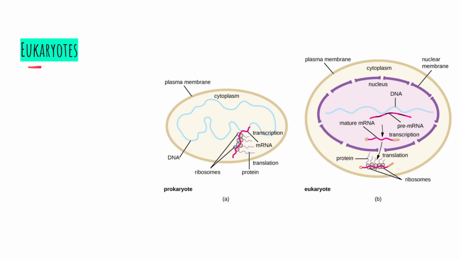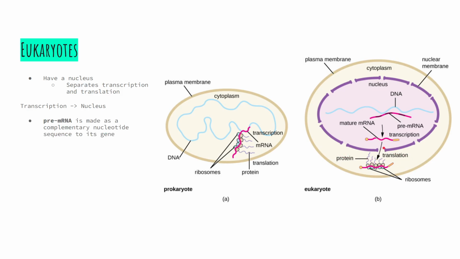However, when we're looking at our eukaryotes, they do have a nucleus. And because they have a nucleus, this separates transcription and translation. So transcription happens in the nucleus. Everything in transcription happens here. Everything for translation will be outside of the nucleus.